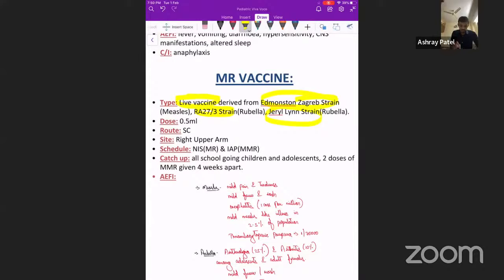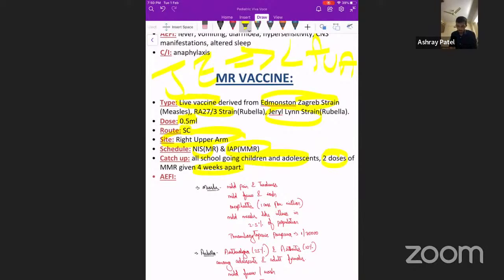It is given subcutaneously, 0.5 ml, and MMR or MR is given in your right upper arm. So there are two subcutaneous vaccines: MMR that is given in your right upper arm, and the other one is JE, that is given in the left upper arm. The schedule is as per the national immunization schedule and IAP. National is MR and IAP recommends MMR. Catch up: for all school going children and adolescents, two doses are recommended, 4 weeks apart, if not immunized previously.